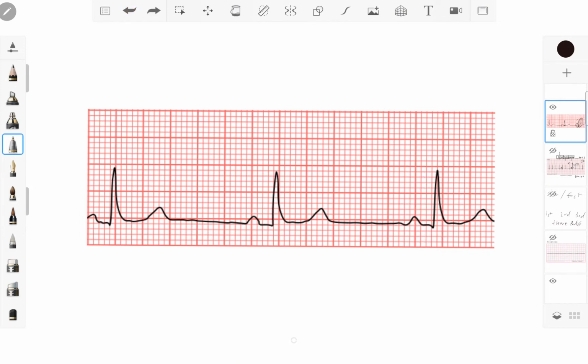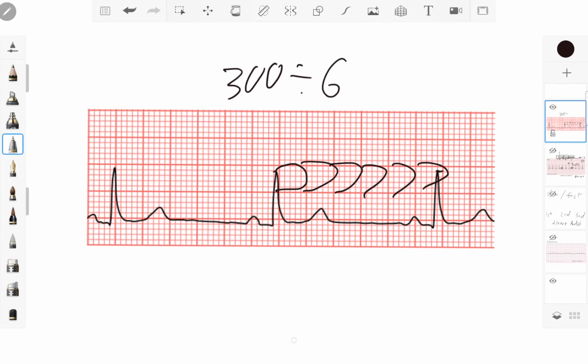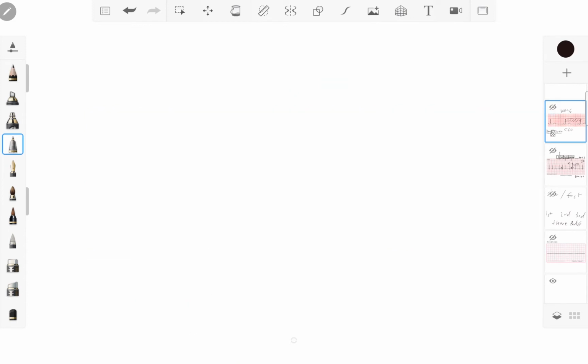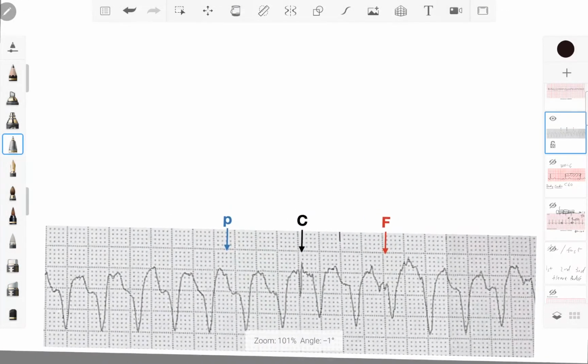So now that we've checked that the rhythm is normal, let's look at the speed, because it looks a little bit slow. Remember, we can use the 300 rule. We have 1 block, 2, 3, 4, 5, 6. It's almost 6. This is also almost there, so 6. 300 divided by 6, I can tell you now without even using a calculator, that is less than 60. So clearly this is a bradycardia. Brady just means slow, and cardia means heart: slow heart rate. Pretty basic.